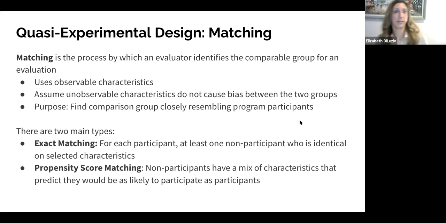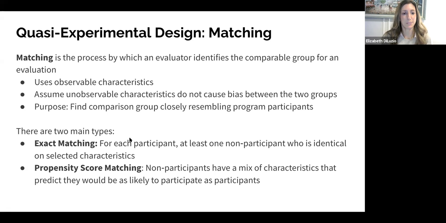Okay, so moving on to this idea of matching. So when we're doing a quasi-experimental design, we're breaking these groups up, or we're looking at these groups, the case and the control. And because it's not randomly designed, we need to engage in this thing called matching. And that's really just looking for the commonalities between the two groups to make sure that they are pretty much equivalent. And so the way that we do this is by matching. And this is done sometimes using observable characteristics. It assumes that the unobservable characteristics do not cause bias between the two groups. And the purpose is to find a comparison group that's very similar to the original group or the intervention group.